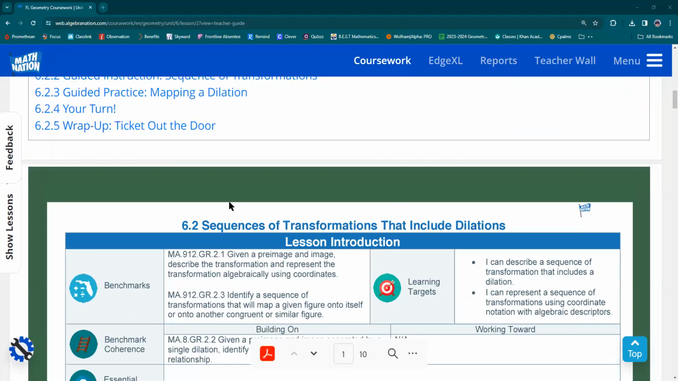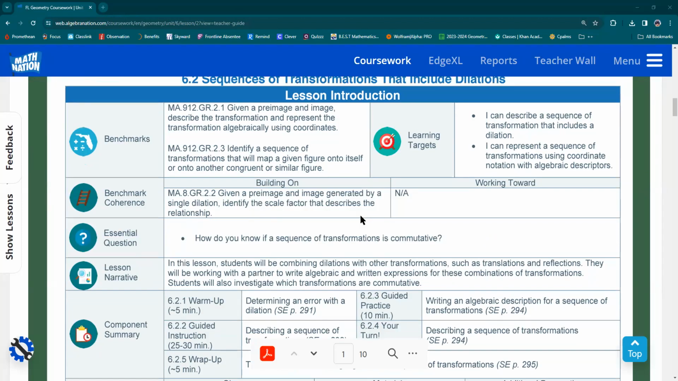All right, so we're working on 6.2. This is a sequence of transformations that include dilations. So we're taking everything that we learned from unit 4, and we're going to include dilations into it. If you go back and remember all those algebraic expressions that we learned in unit 4, we're going to be utilizing those and the algebraic expression that we learned in section 6.1, in our intro to Unit 6 back before Thanksgiving break.